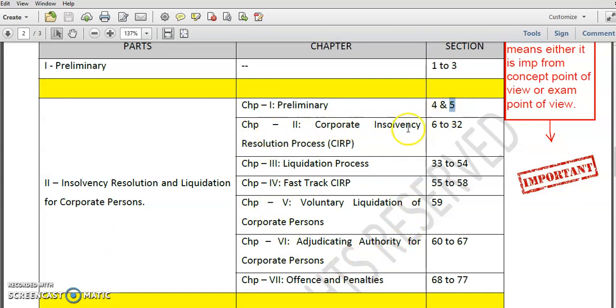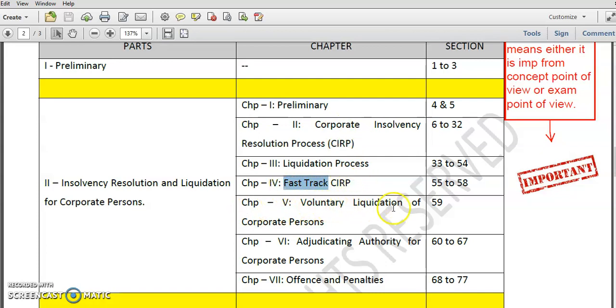Chapter 2, corporate insolvency resolution process, sections 6 to 32. This chapter is very important because all the principles or major concepts of the insolvency resolution process for corporate persons are mentioned in these sections. Chapter 3, liquidation process, sections 33 to 54. Chapter 4, fast track CIRP, sections 55 to 58. There are some provisions for fast track CIRP. We will read when they apply and who can apply for these fast track CIRPs.